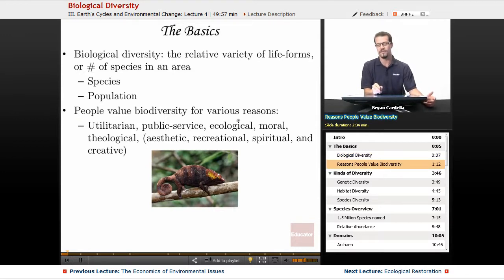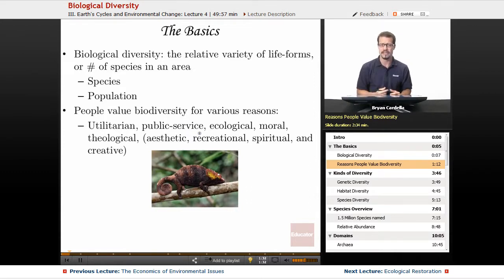People value biodiversity for various reasons. One of them is a utilitarian reason. So utilitarian viewpoints have to do with benefits to people or individuals. So if having a certain number of species in an area has any benefit to people, that's a utilitarian reason for valuing it.